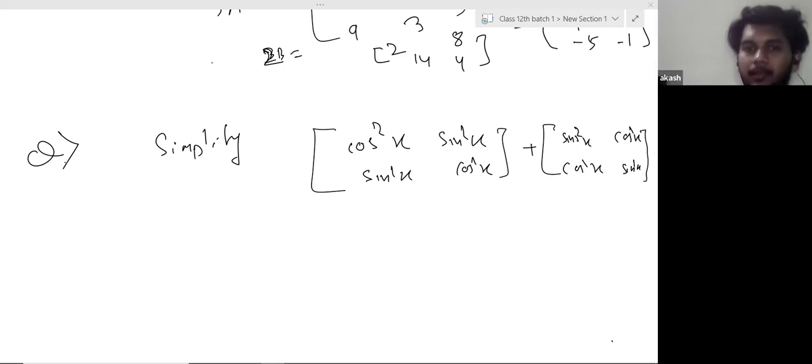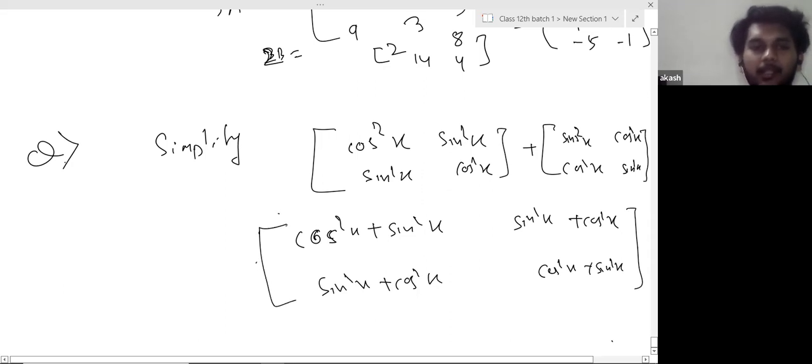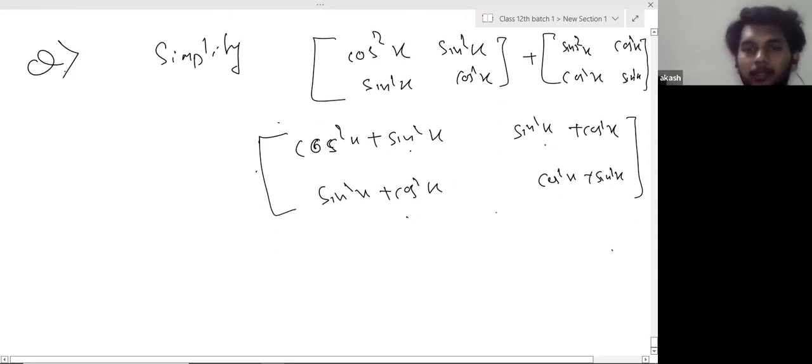So we simply add corresponding elements. This will be cos square x plus sin square x. This is sin square x plus cos square x. This is sin square x plus cos square x. This is cos square x plus sin square x. And this is an identity you have known for ages, right? We studied this in class 10th also. Sin square theta plus cos square theta is 1. So this is 1, 1, 1, 1.